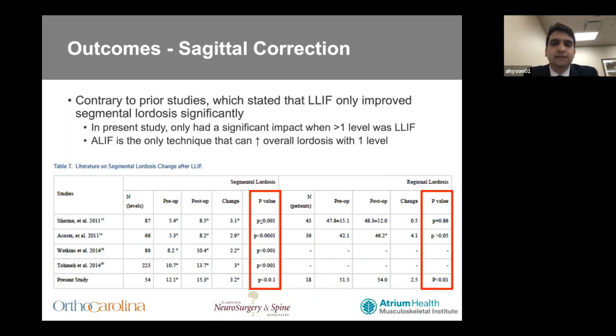This is theorized because there are some patients that underwent multiple level L-LIF procedures, and they believe that this was the reason for global return of lumbar lordosis or improvement in lumbar lordosis, whereas patients that only received one level L-LIFs did not have a significant difference.